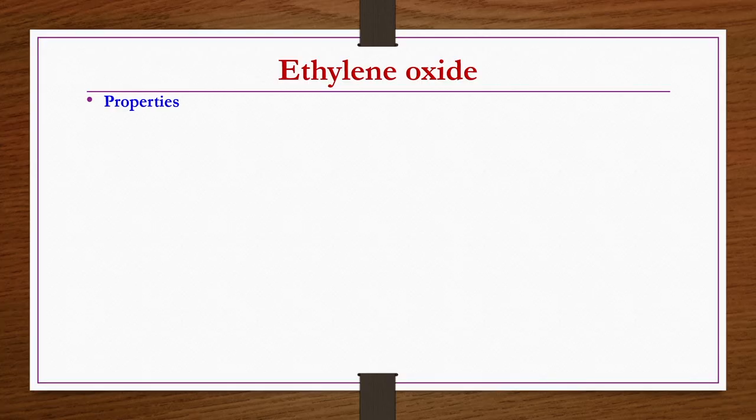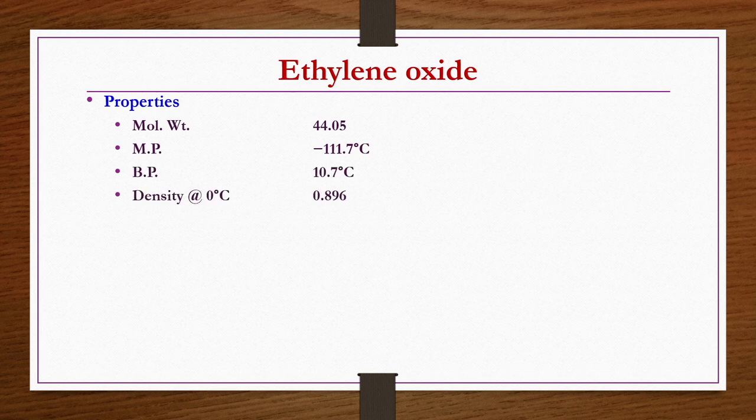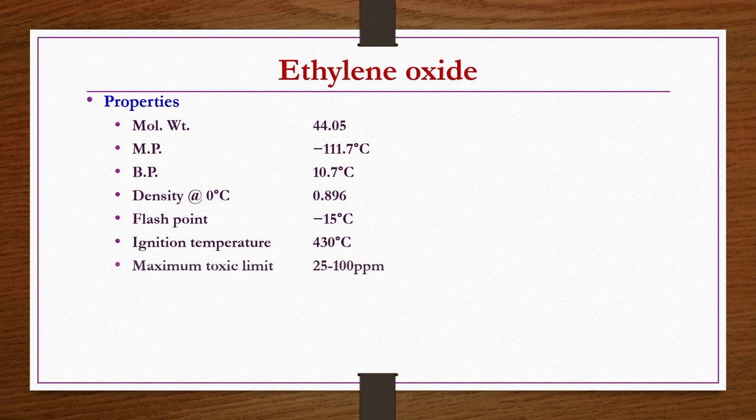So we start with the pertinent properties of ethylene oxide. Molecular weight 44.05, melting point -111.7 degree centigrade, boiling point 10.7 degree centigrade, density at 0 degree centigrade is 0.896 gram per cc, flash point is -15 degree centigrade, ignition temperature is 430 degree centigrade, maximum toxic limit is 25 to 100 ppm.